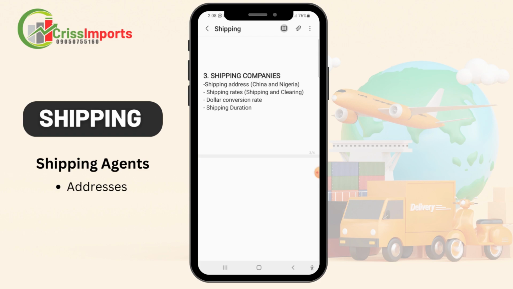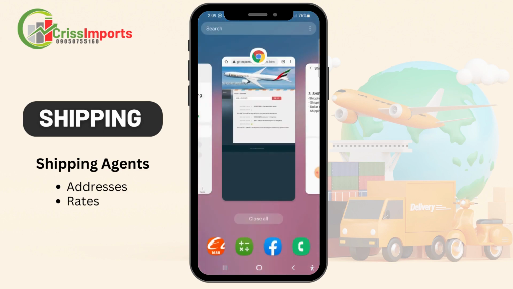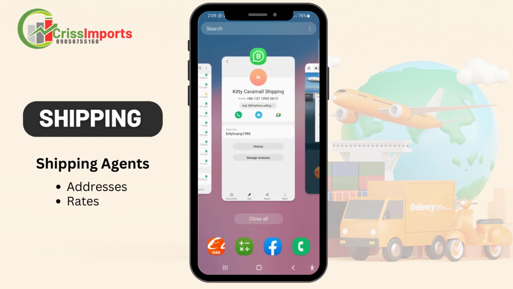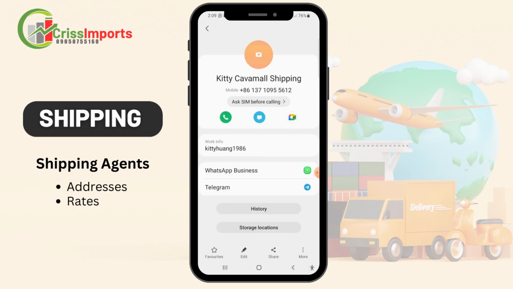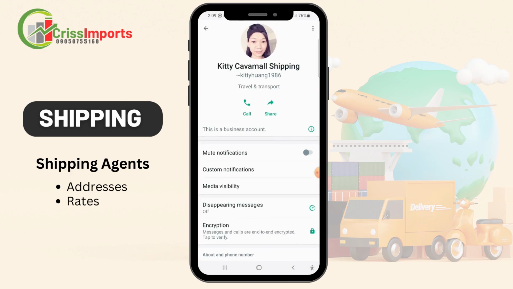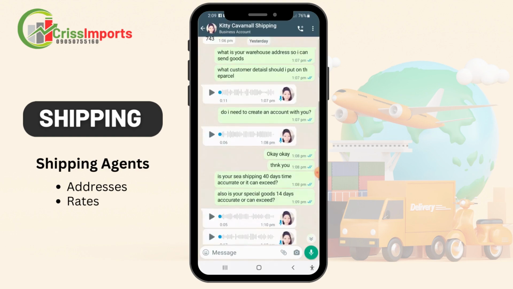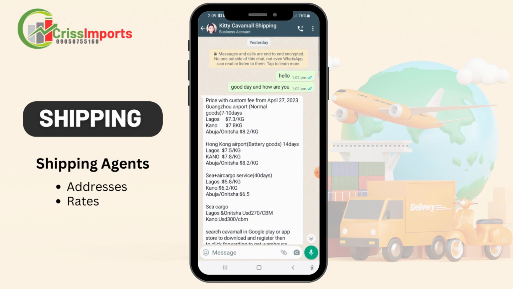These are the two important questions. So the second question now is their shipping rate. What is their rate? They will now tell you. Let me show you an example. I started this chat with this person. This is Kitty Covermore. Let me just show you an example of how the chat should look. I started her yesterday. The first thing I said is hello. I think this is just a welcome message. All right. Good day and how are you?